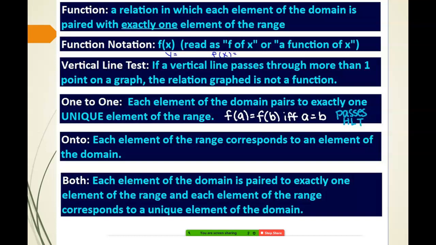And then we have the vertical line test. The vertical line test says that if a vertical line passes through more than one point on a graph, the relation graph is not a function.